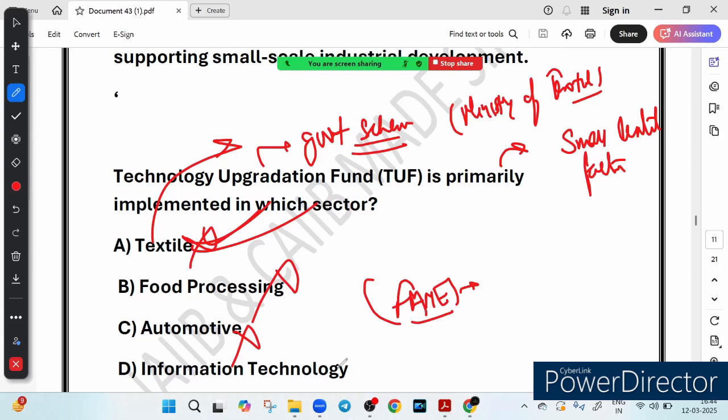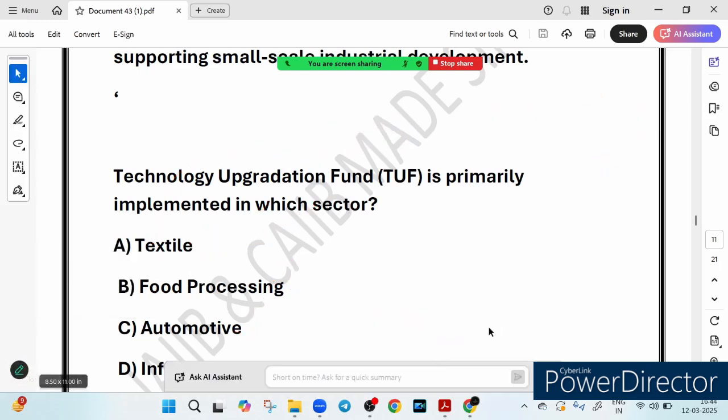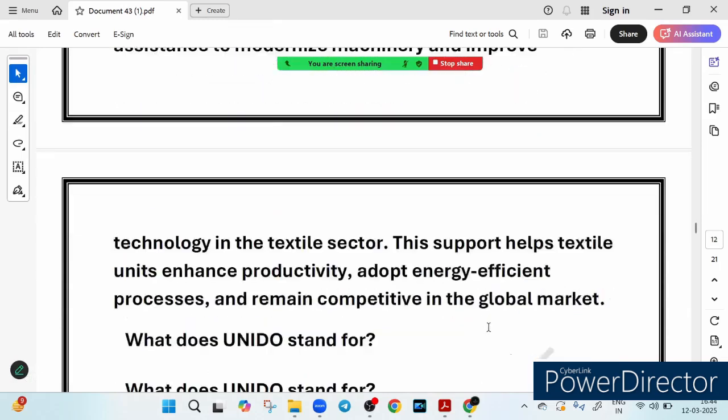And for IT, there is a scheme called STPI. STPI, Software Technology Parks of India, right? So the final answer is textile. T for textile, T for Technology Upgradation Fund. This way you can remember it.